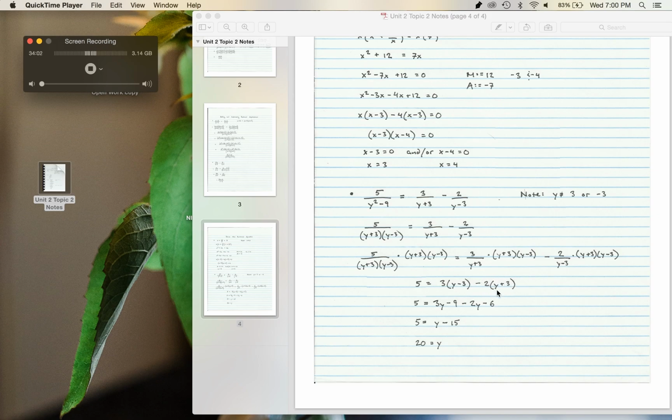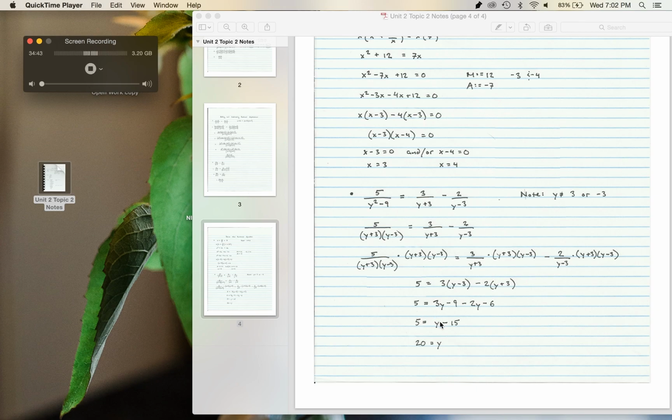Now I'm going to go ahead and distribute this 3 and this negative 2. So that gives me 3y minus 9 when I multiply the 3 by each term, and negative 2y minus 6 when I multiply this negative 2 by each term. Now I have a nice string of things added and subtracted together on either side of the equal sign. I'm going to use some basic algebra to solve for y. So I can combine like terms. 3y minus 2y is just y. Negative 9 minus 6 is negative 15.